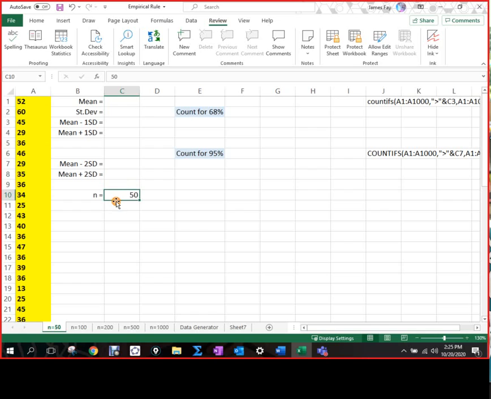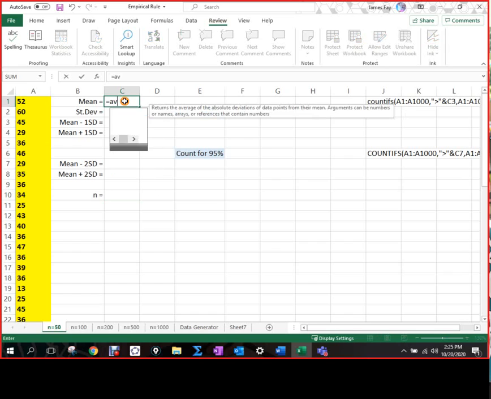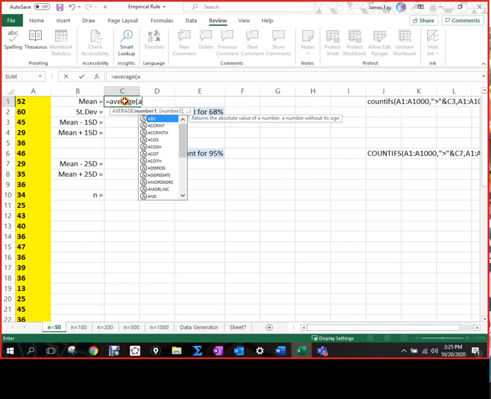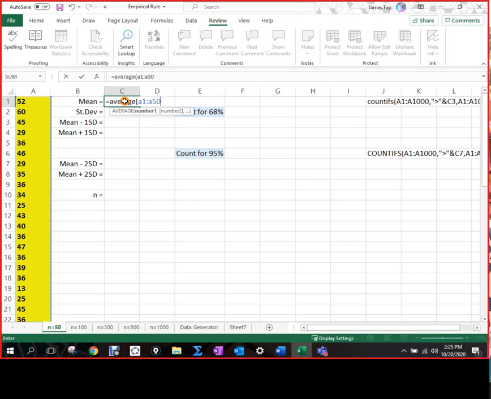I think it'll make more sense if we plug away and get this mean and standard deviation figured out. If you remember what we did the last couple of days, we were doing standard deviation by hand, and that's a nightmare to do, especially with 50 pieces of data. So we've got a nice ability here. To find the mean, I hit equals and type in average. I've got 50 pieces of data, so I go A1 to A50, hit enter, and I've got my mean.